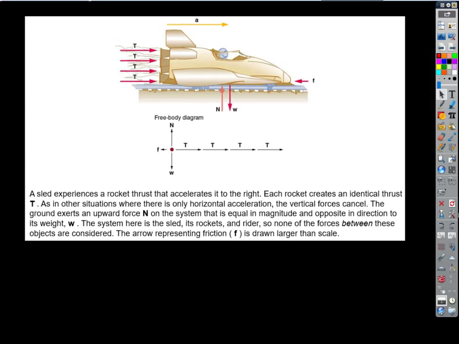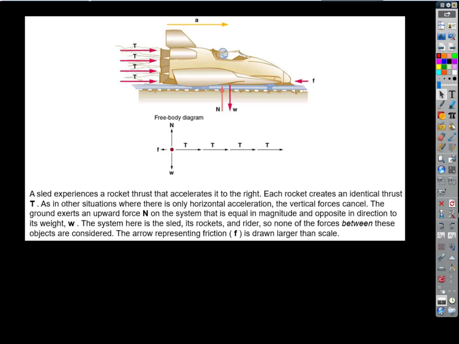And does it make sense that this would be the appropriate free body diagram? Yeah. Right, because it looks like we've got 4 forces all adding tip to tail to the right. We've got one little force acting to the left, and normal force acting up, weight acting down, and they cancel out, okay?